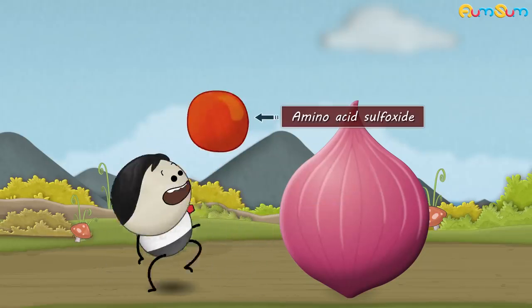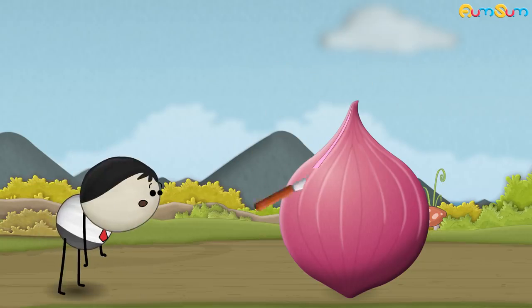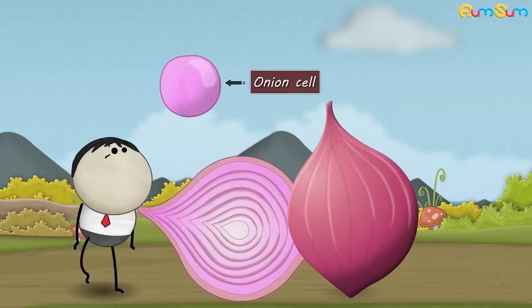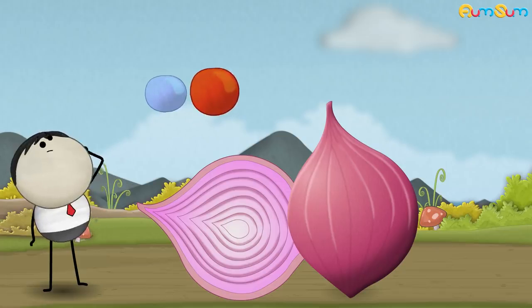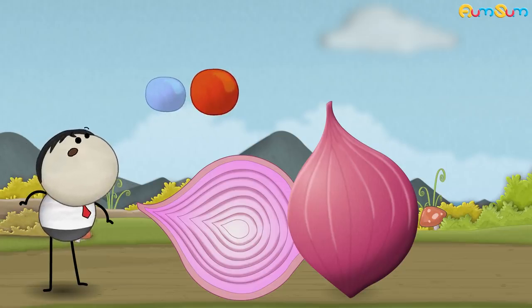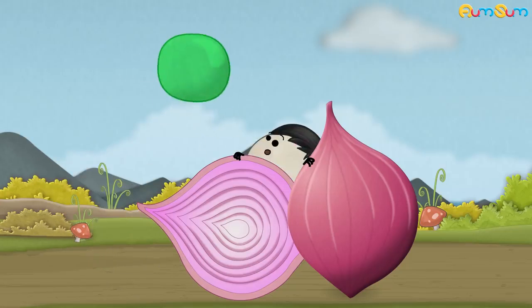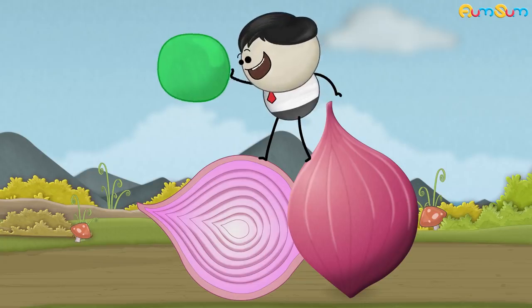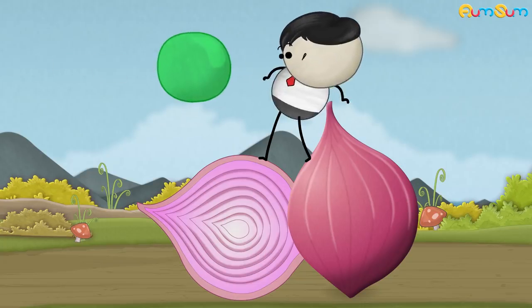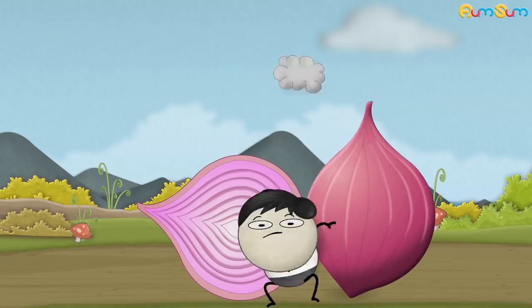Onions consist of amino acid sulfoxides. When we cut an onion, millions of onion cells rupture, releasing the amino acid sulfoxides along with some special enzyme. These special enzymes react with amino acid sulfoxides to form a chemical called syn-propanethiol S-oxide. This chemical is volatile. That is, it easily evaporates at normal temperature, forming a gas.